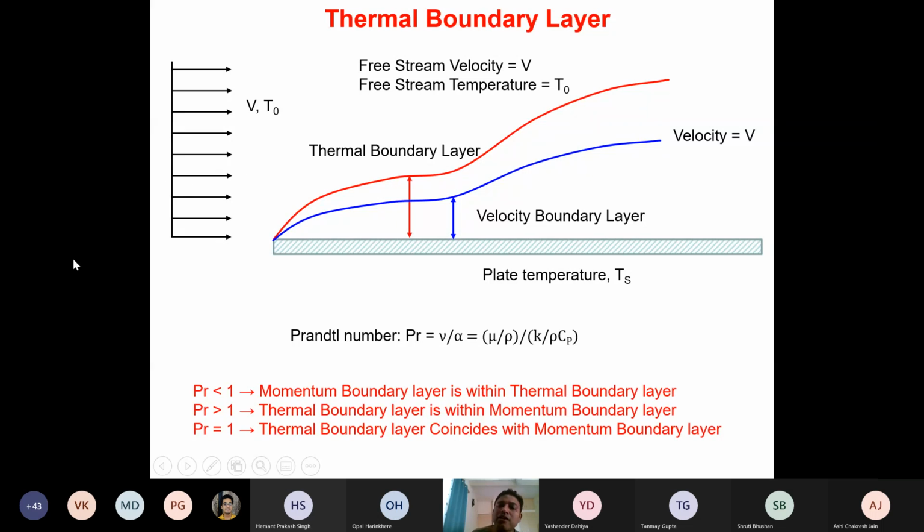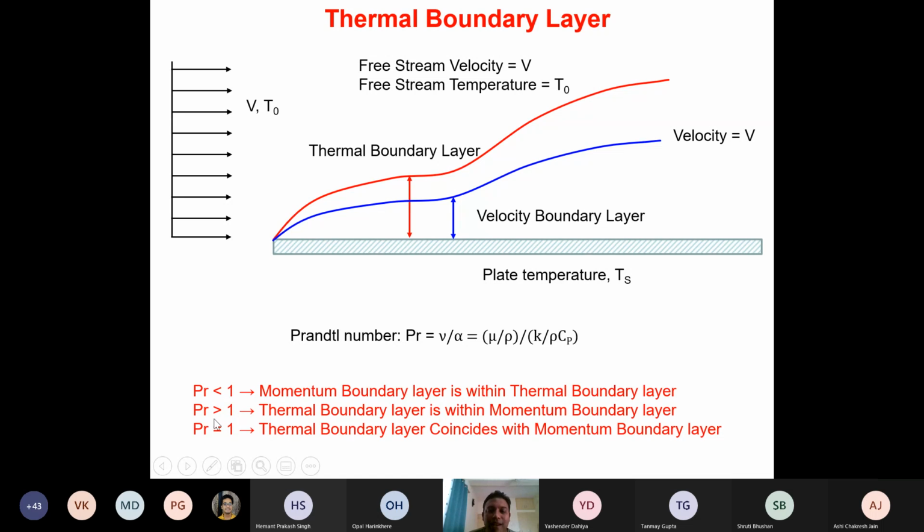The important point to note down here is that when the Prandtl number is less than 1, the momentum boundary layer is within the thermal boundary layer. That means the thermal boundary layer is going to have a higher thickness at any location X from the leading edge compared to the momentum boundary layer, when the Prandtl number is less than 1.